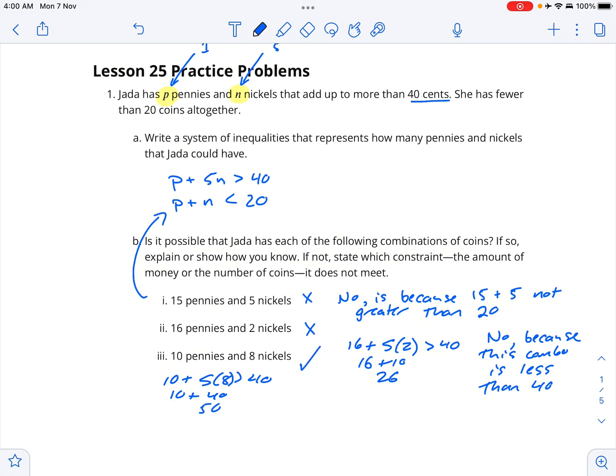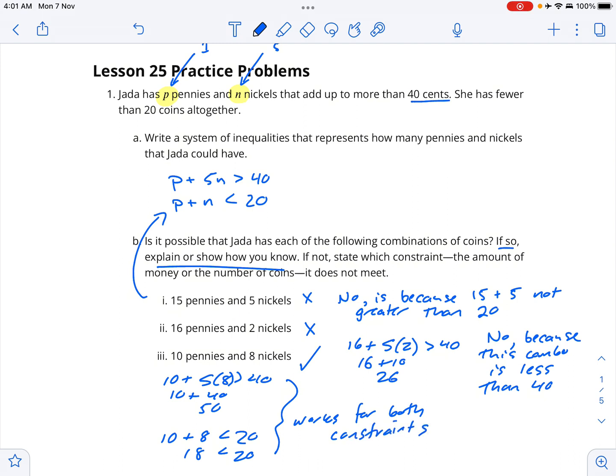And I would say it does, if so, explain or show how you know. So I showed the first constraint worked. I'd probably show the second one, just to be on the safe side. 10 plus 8 is less than 20. And that would be enough for showing that it works. I'll add a statement here. Works for both constraints. All right, so that is the first one.